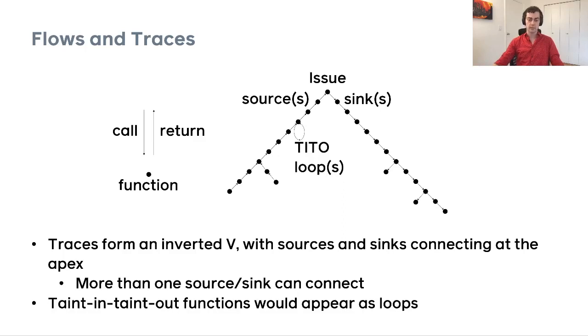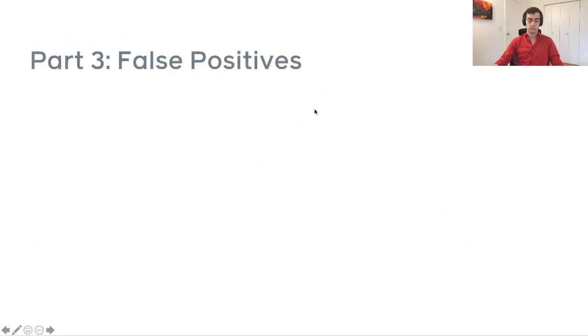Those taint-in, taint-out functions I described appear as a loop on this graph. Data is going to propagate down into one or perhaps a few lower-level functions, but it always comes back up and then continues propagating. Those loops can appear anywhere on this.